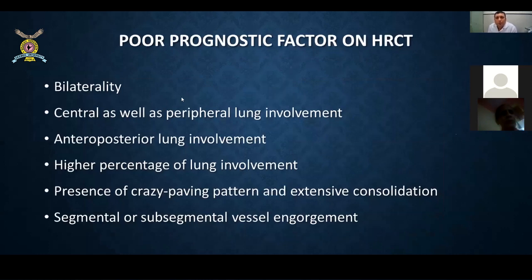Then this is a list of poor prognostic factors on CT. If you see bilateral involvement of the lung, if you see central as well as peripheral lung involvement in the anteroposterior direction, if the CT severity score is high, if there is a presence of crazy paving pattern and extensive consolidation on CT scan, and if there is segmental or subsegmental engorgement of the vessel, then it indicates a poor prognostic factor on CT. Such a patient generally requires ICU admission and short-term follow-up is required.